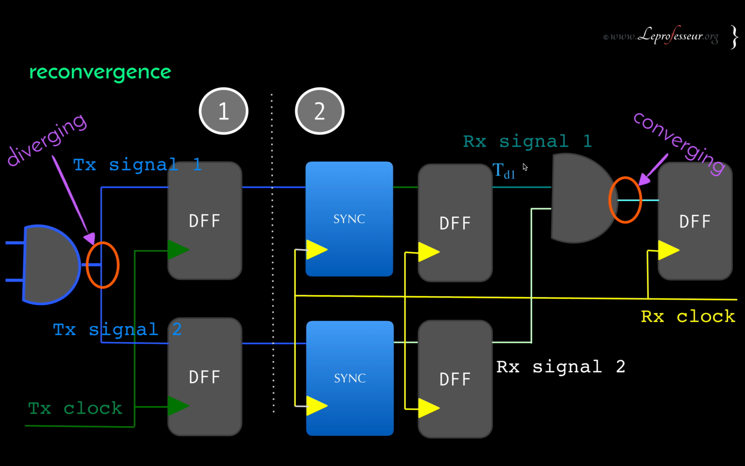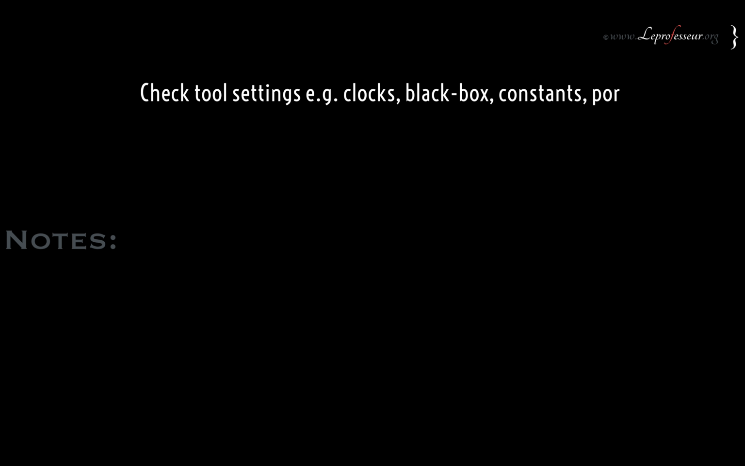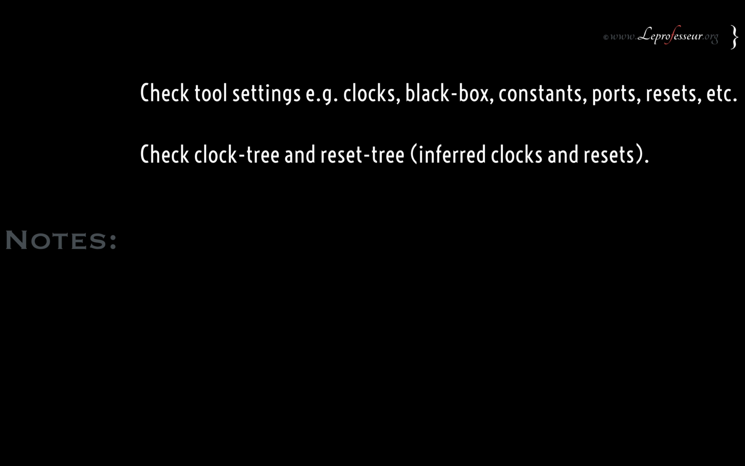So TD1, as I said earlier, is the time, TD2 is the second time, you don't know, and this is bad, very, very bad. A few notes about the CDC. Always double check your tool settings, your different clocks, your black boxes, your constants, ports, resets. Always double check the tool settings. You may have to run the tool iteratively multiple times before you are done with the CDC verification.